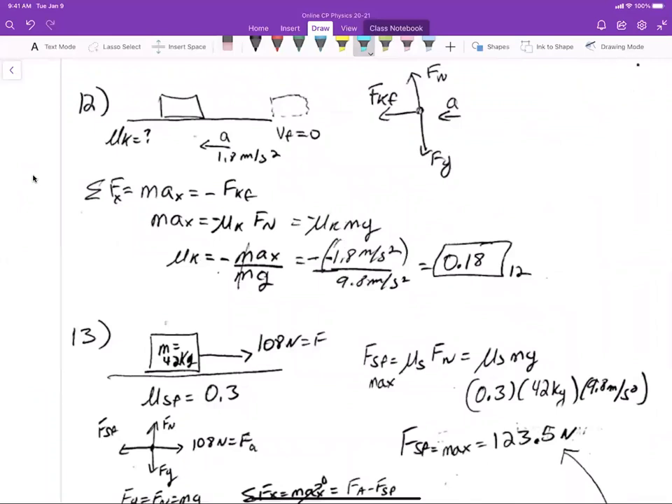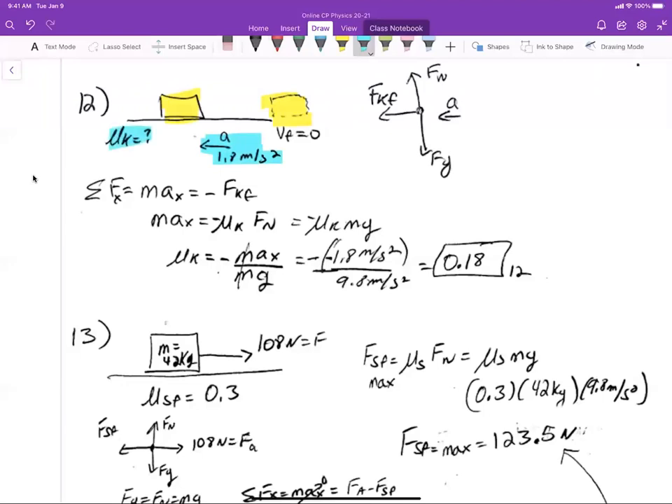Number 12: an object slides on a level floor, it slows down and comes to a stop. Acceleration is 1.8 meters per second squared. What is the coefficient of kinetic friction between the object and the floor? So let's draw a sketch. It's sliding, it comes to a stop. If it's coming to a stop, which way is acceleration? It's got to be pointed to the left. And they give me the question of mu k.